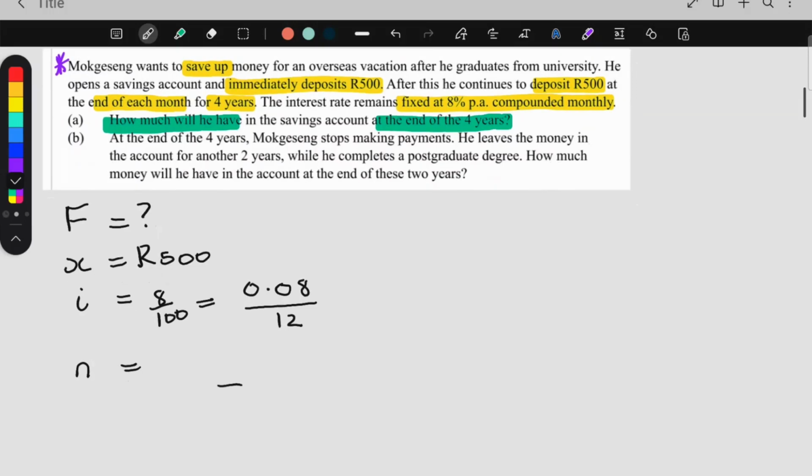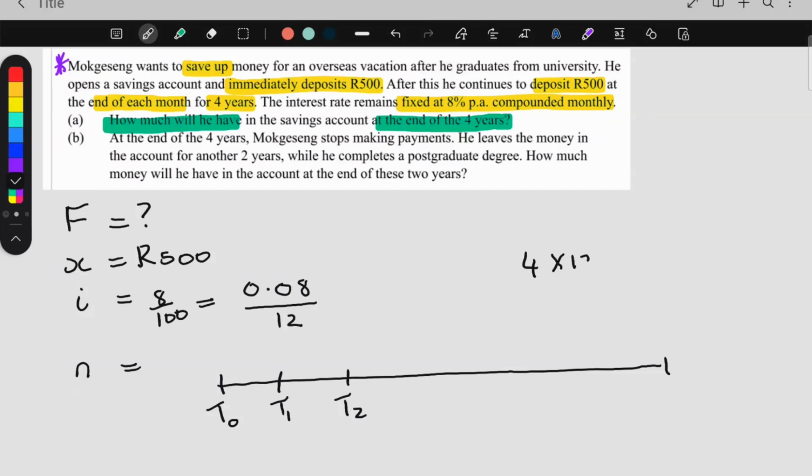Now, let's see how many payments we are going to do. Let's do this timeline. T0 is when you open your savings account. T1 is at the end of the first month. T2 is at the end of the second month. And if you are investing for 4 years and you are making monthly payments, there's 12 months in a year, that means you will be paying for 48 months. So this is T48.